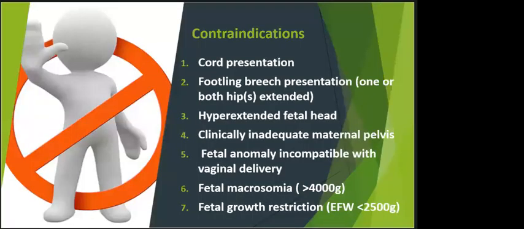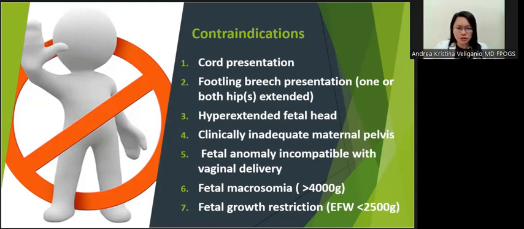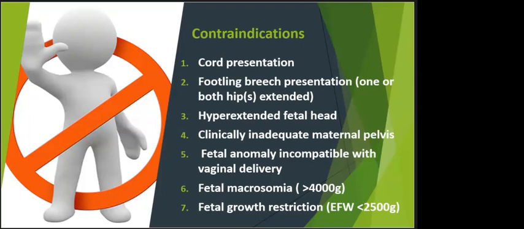What are the contraindications for a vaginal breech delivery? A cord presentation: you cannot deliver a breech if there is cord presentation. A footling presentation, where you may be able to deliver one leg but the other leg you cannot maneuver. Also, a cord prolapse may happen in cases of footling breech. A hyperextended fetal head. And a clinically inadequate pelvis: you cannot really deliver a breech vaginally.